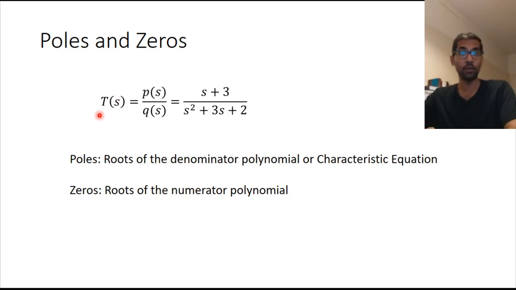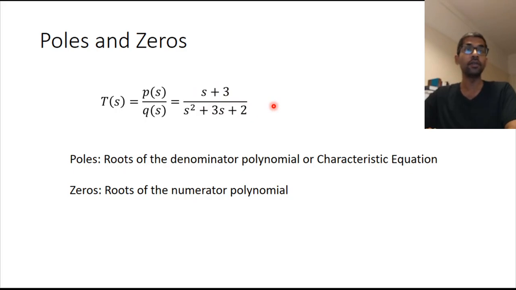Now this is the denominator. Sorry, the polynomial, the denominator becomes equal to 0, because of which the transfer function becomes equal to infinity. So the poles are the values where the transfer function becomes infinite, and the zeros are the values of s for which the transfer function becomes 0, and they are the roots of the numerator polynomial.